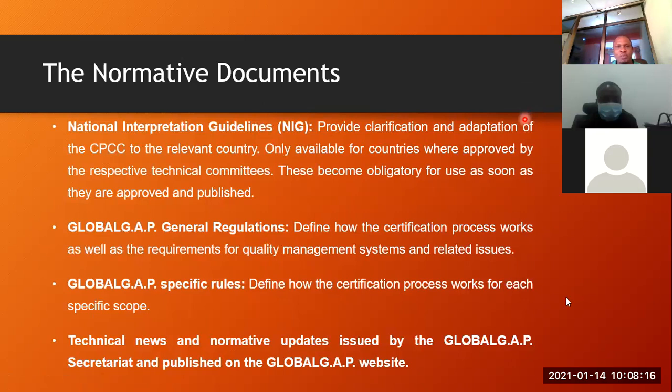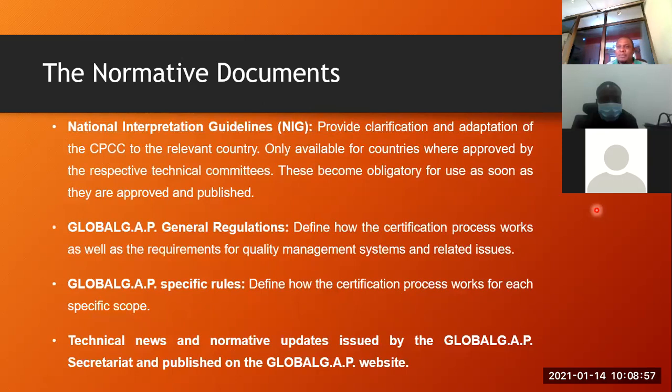Then the next normative document is the National Interpretation Guidelines. GlobalGAP has worked with national bodies at country level to develop national interpretation guidelines on the standards. So many countries now have it. Ghana, for example, has a national interpretation guideline. If a company in Ghana wants to do GlobalGAP certification, they are going to fall on the national interpretation guidelines, where GlobalGAP has provided interpretation of the requirements in the context of Ghana.